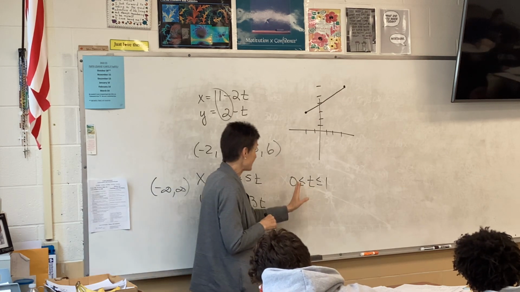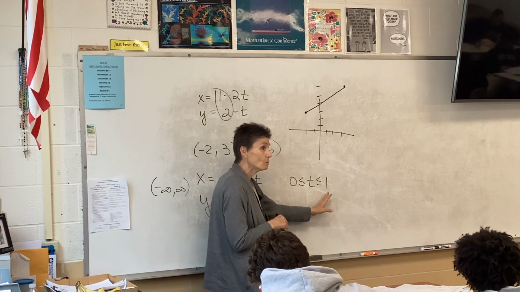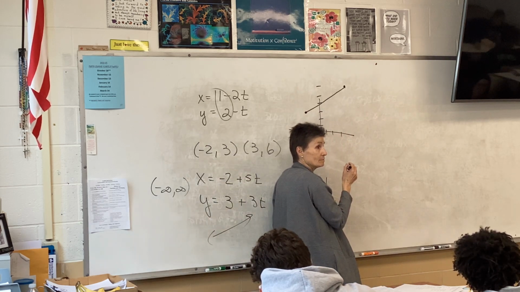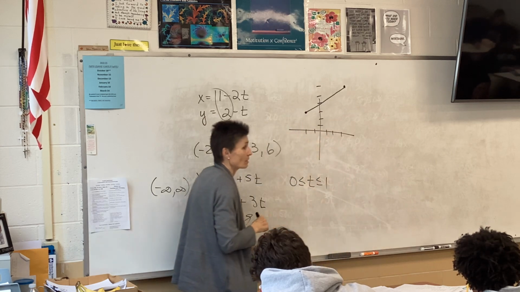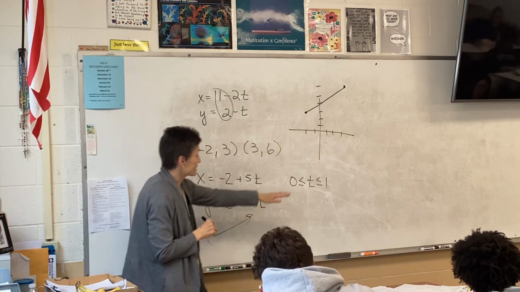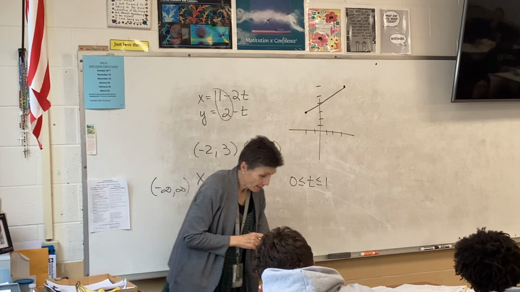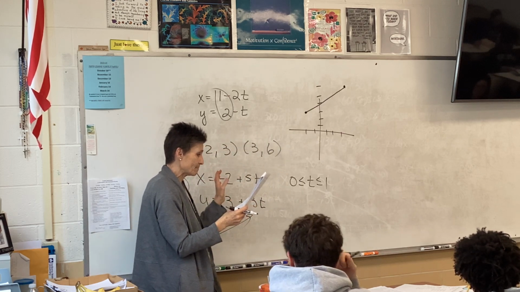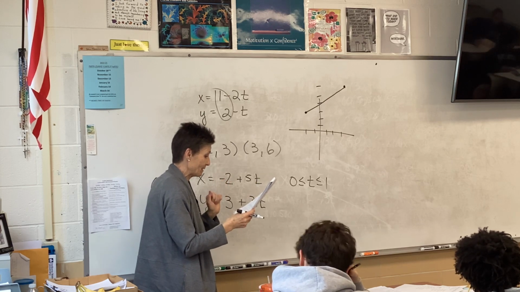If I let t go from 0 to 2, then I would end up out here. Does that make sense to you? And I can just make my segment as long as I want by extending t. Okay, all right. We're a little behind, so I'm gonna skip 6, but I wanna do 7, all right?